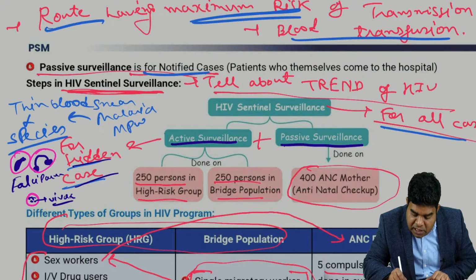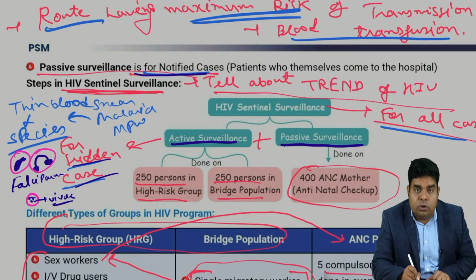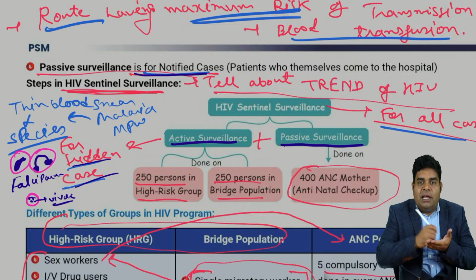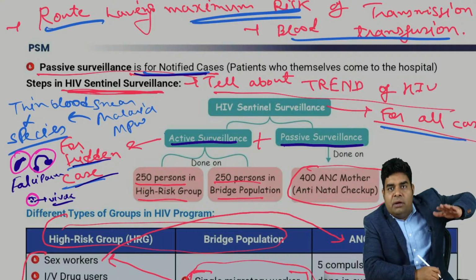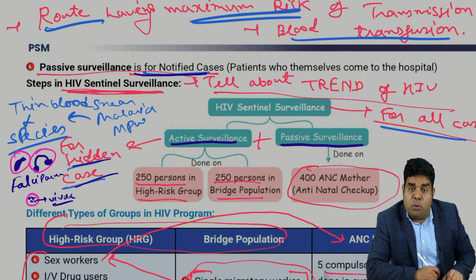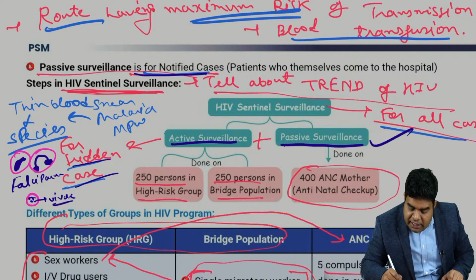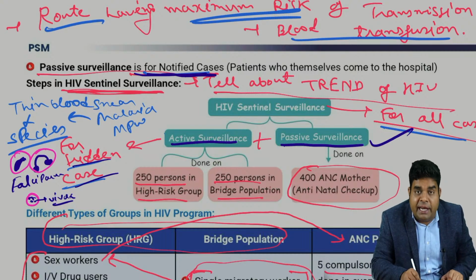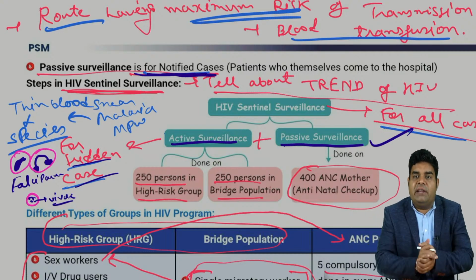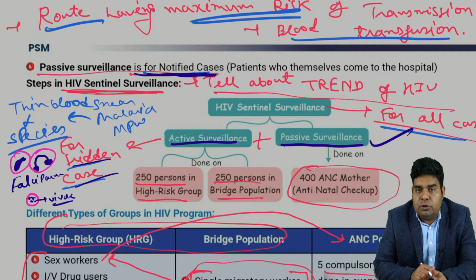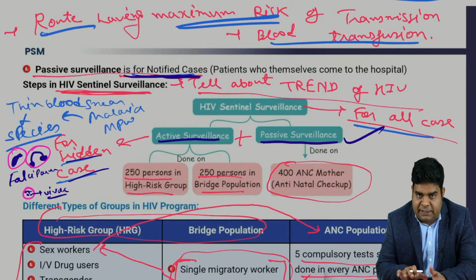That is passive surveillance. And those cases who will come to hospital, we will make their report and send the report under the IDSP program. So passive surveillance is for notified cases. And if you mix active and passive, that will become sentinel. So sentinel is for all cases.